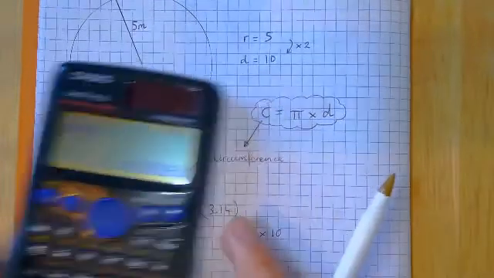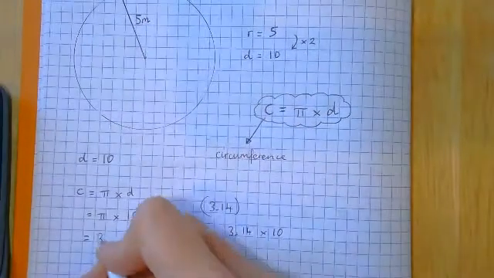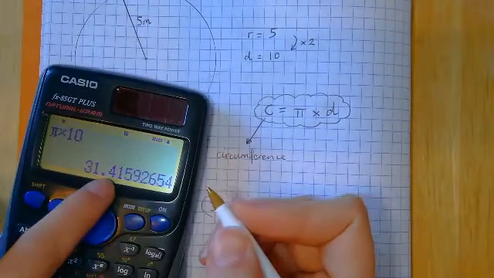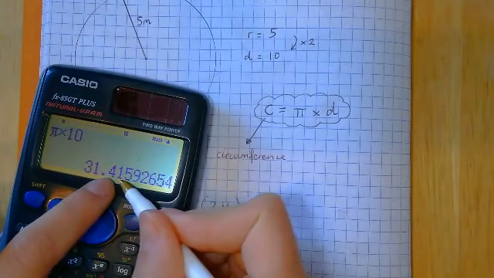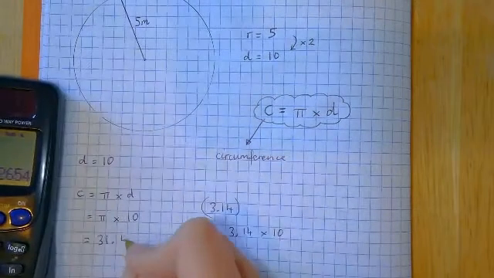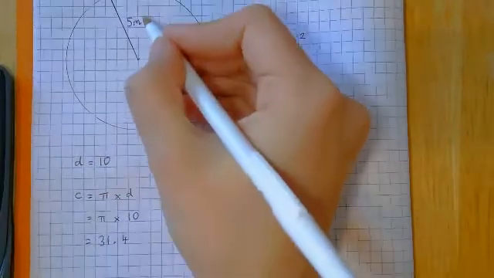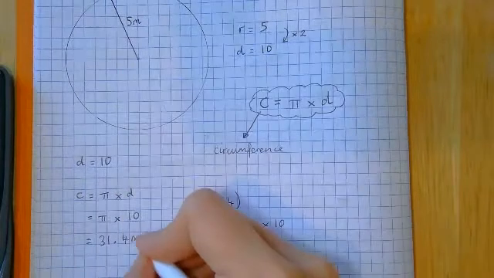It'll probably give me a silly answer to start with. Then I press the SD button. There we go. 31 point. Now, I want 1 decimal place. So I look at his neighbour, it's a 1, so I don't need to round up the 4. So 31.4. Now, don't forget your units.